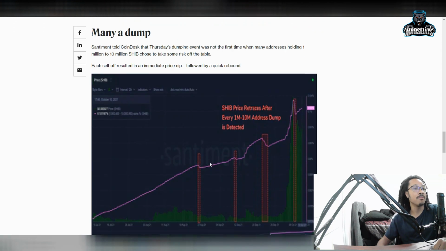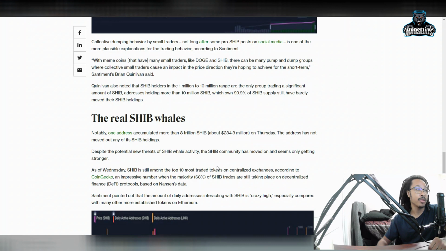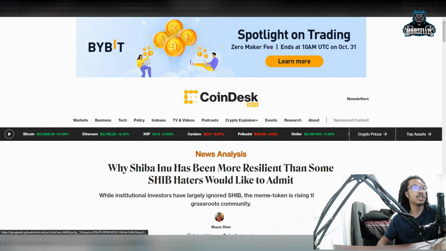So anyways, even though people are dumping Shib, it still holds its price very well. So there's a lot of Shib whales as well. Notably, one address accumulated more than 8 trillion Shib. We actually believe this to be Robinhood. It could or could not be Robinhood. We hope that it is, but we'll see what it is in the future.